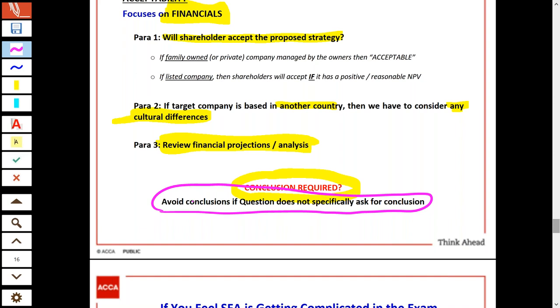So if the question says evaluate the strategy, then we will just evaluate the strategy. We will not give a recommendation or conclusion. But if the question says evaluate the proposed strategy along with your recommendation, then of course we will need to give a recommendation or conclusion. But if the question is silent, then stay away from conclusion or summary or recommendation.